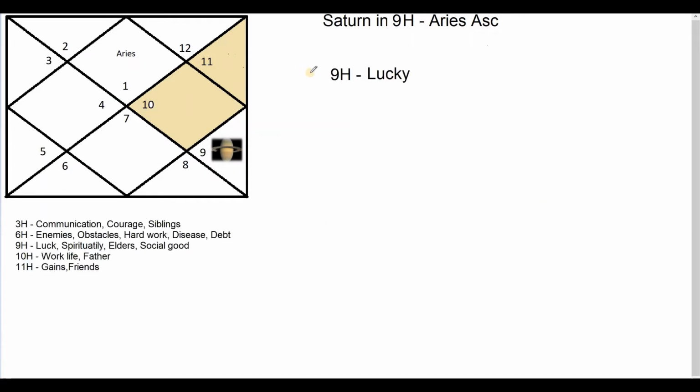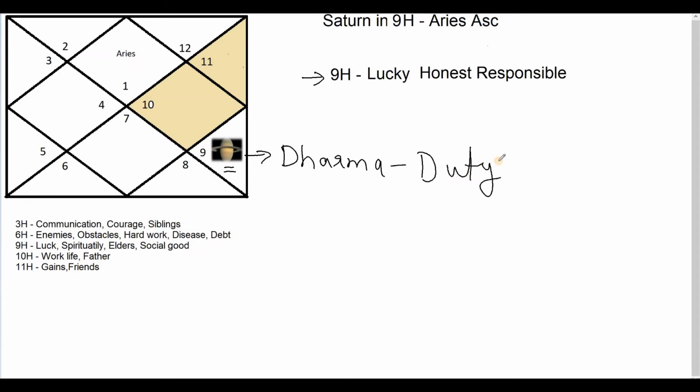So let's begin with the 9th house affairs, because Saturn is placed here. And generally any planet in horoscope when placed in the 9th house helps in your luck, because 9th house is the house of Bhagya, which basically means some or the other kind of luck. Now 9th house is also known as Dharma house or house of your duties, and presence of Saturn here actually makes a person very honest and responsible.